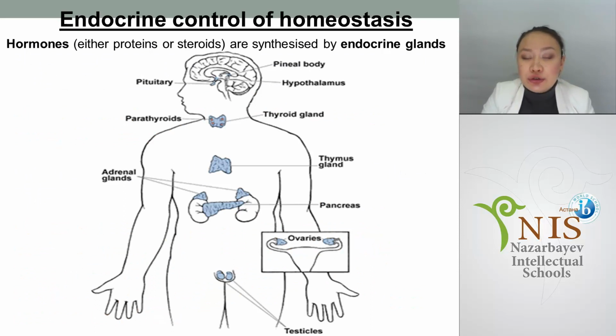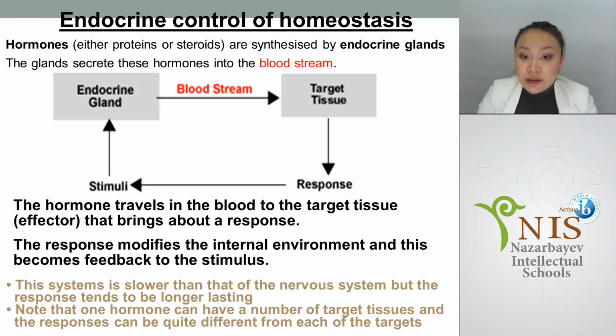And also endocrine control of homeostasis. Hormones, either proteins or steroids, are synthesized by endocrine glands. Glands will secrete these hormones into the bloodstream directly. The hormone travels in the blood to the target tissue affected, which brings about a response.